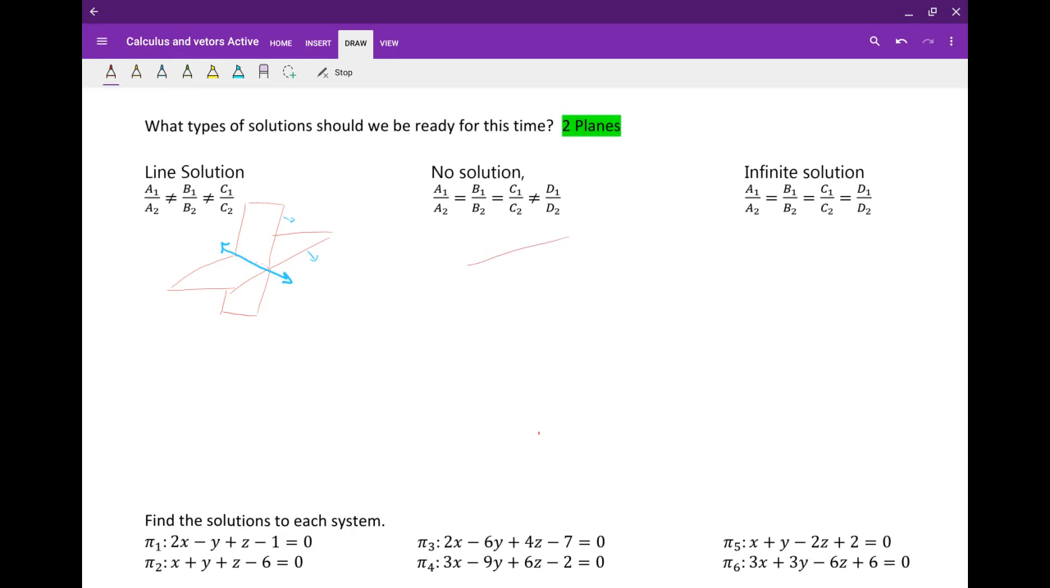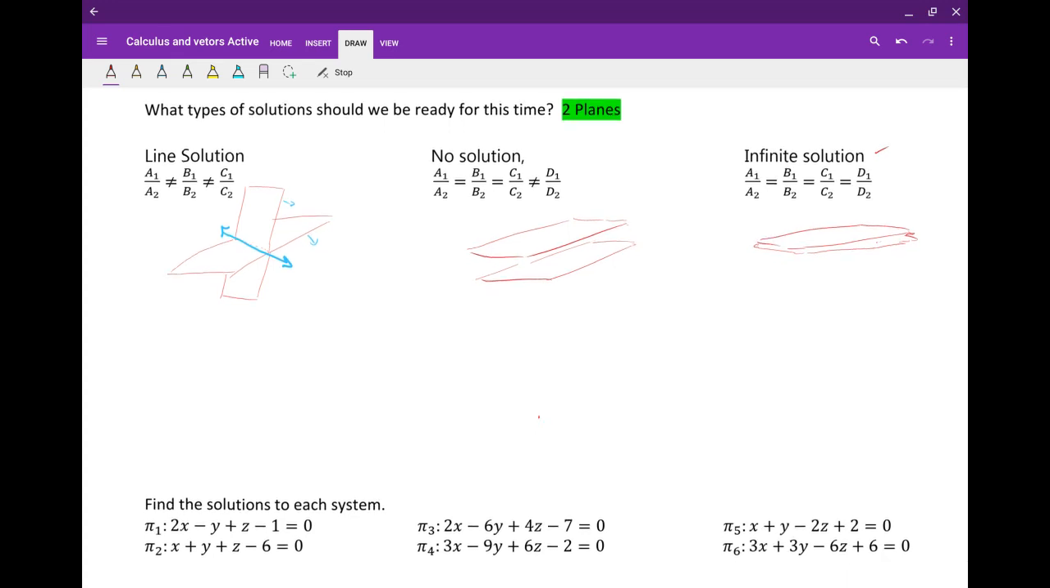The other scenario would be no solution, and that's where you've got two planes that hover, one above the other. And then you've got the other scenario where your two planes are actually the same plane. Okay, so I'm going to draw it like that. They're actually the same exact plane, just written slightly differently. All right, and that's the way these guys work.